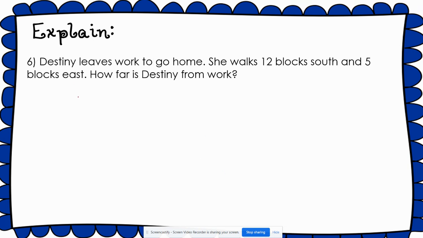Number 6, Destiny leaves work to go home. So right now we know that Destiny is at work, but she walks 12 blocks south, so she's going down 12 blocks, and then 5 blocks east, so she's going east 5 blocks. How far is she from work? Well, if she's here right now, then we know that to get to work, she could just do a straight line. So really, if this were a right triangle, we would be missing the hypotenuse.